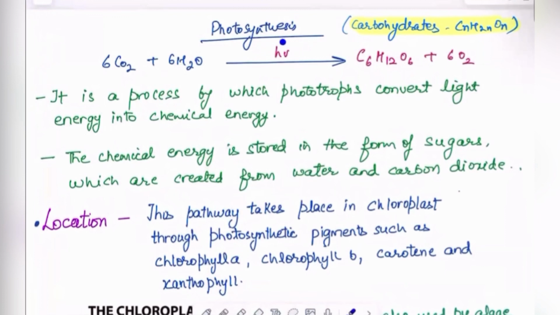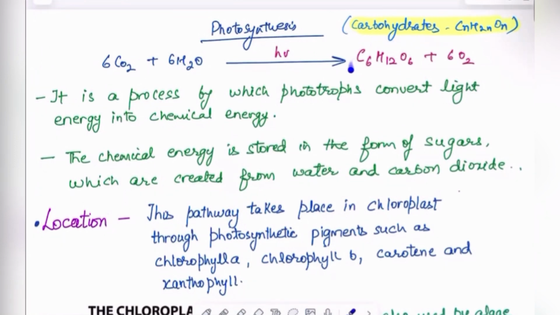Photosynthesis, the process by which plants convert light energy into chemical energy. The overall equation of photosynthesis is 6CO2 plus 6H2O in presence of sunlight forms C6H12O6, that is carbohydrates, plus 6O2, 6 oxygen molecules. Carbohydrates have an empirical formula of CnH2nOn. So it is a process by which phototrophs convert light energy into chemical energy.